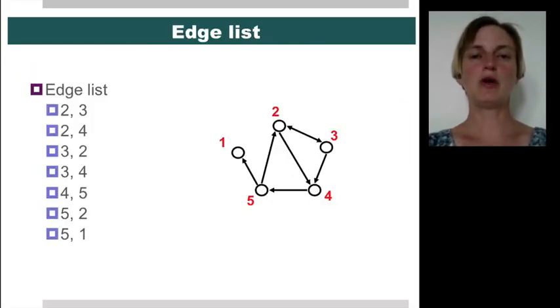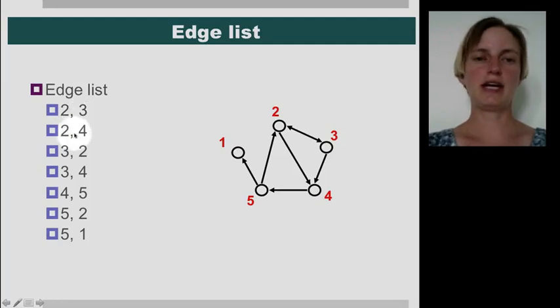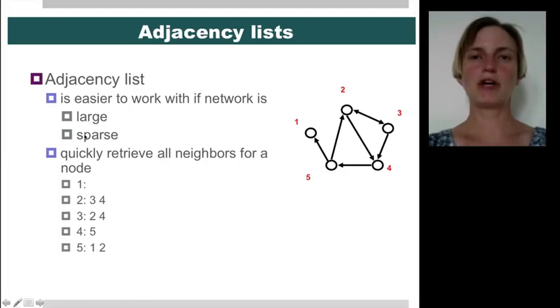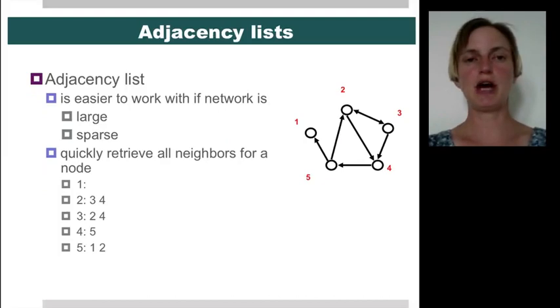We don't have to always use the full adjacency matrix. We can also use the edge list, and it's just a bit shorter. So instead of a bunch of zeros, you just list the things that are there. So 2 has an edge to 3, 2 has an edge to 4, etc. Now you can become even more compact than that. Especially you may want to do this if the network is very large and very sparse.